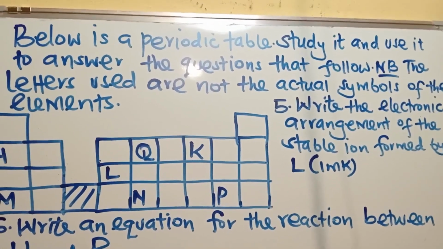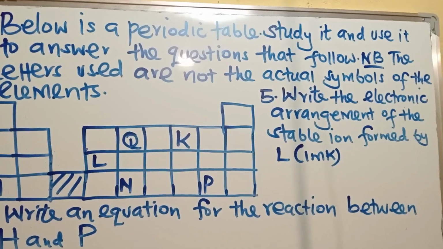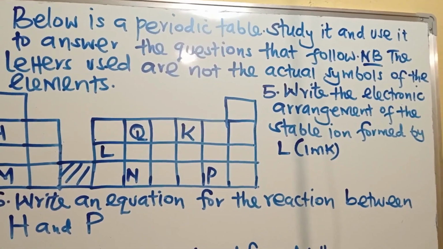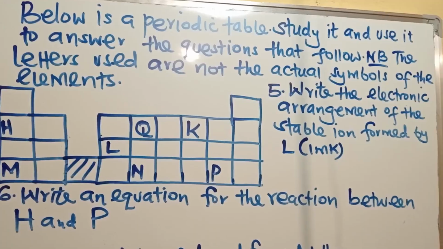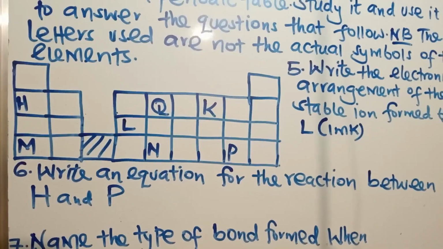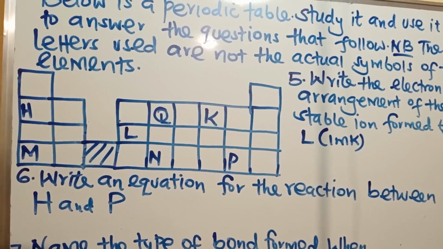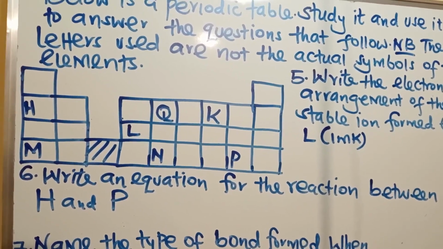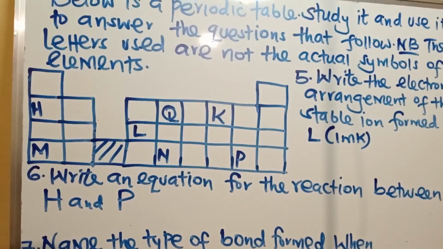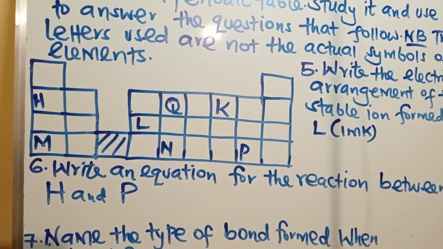Just to remind you, there is an NB in the question that is saying that the letters used are not the actual symbols of the elements. So any letters that you see in the periodic table that has been provided, note that these are not the actual letters. For example, in the periodic table you can already see a capital H somewhere. Capital H is known to be the symbol for hydrogen. But in our periodic table, the one that is already provided here for you, H is not hydrogen. So H is actually lithium, as we will be seeing later.